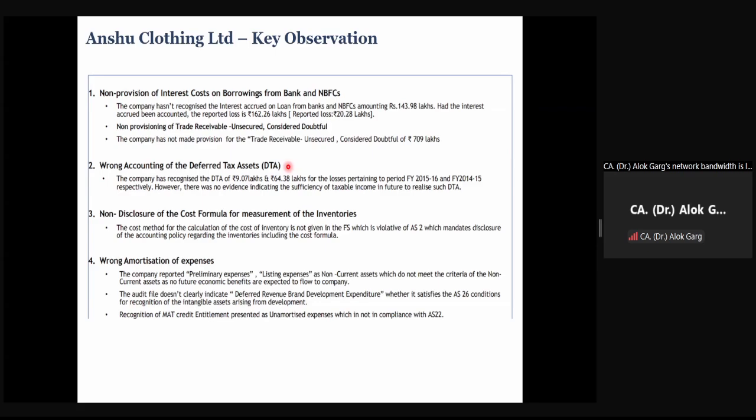So this was one of the non-compliances observed by NFRA. The company has not recognized loss of 62 lakhs, right? Whereas the reported loss is only 20 lakhs. Correct? So which is non-compliance with the accounting rules and accounting provisions, right? And the auditor has signed off this balance sheet, and the auditor has not qualified on this aspect.